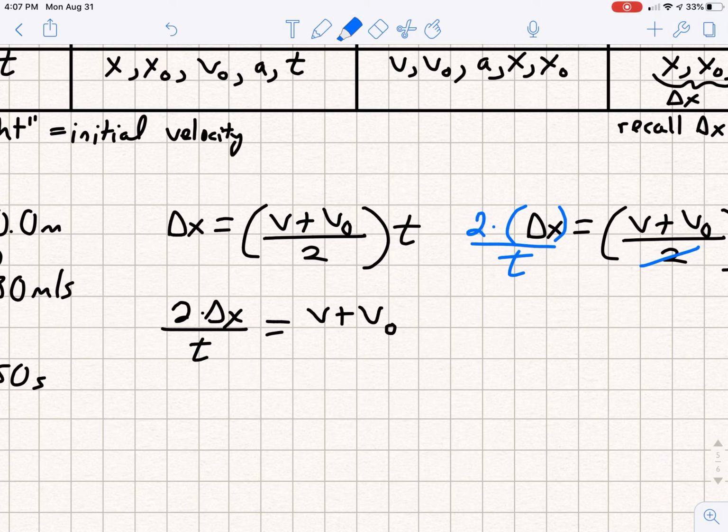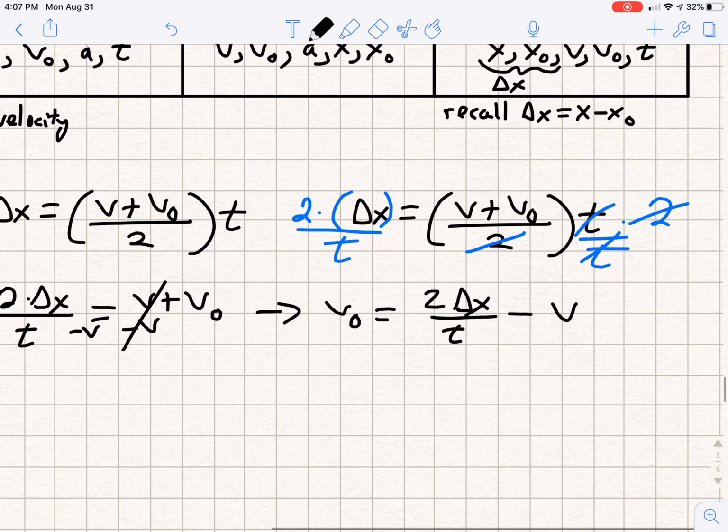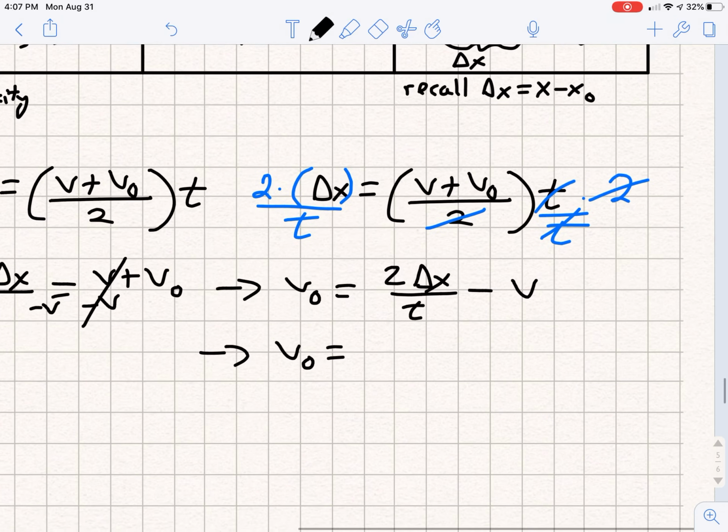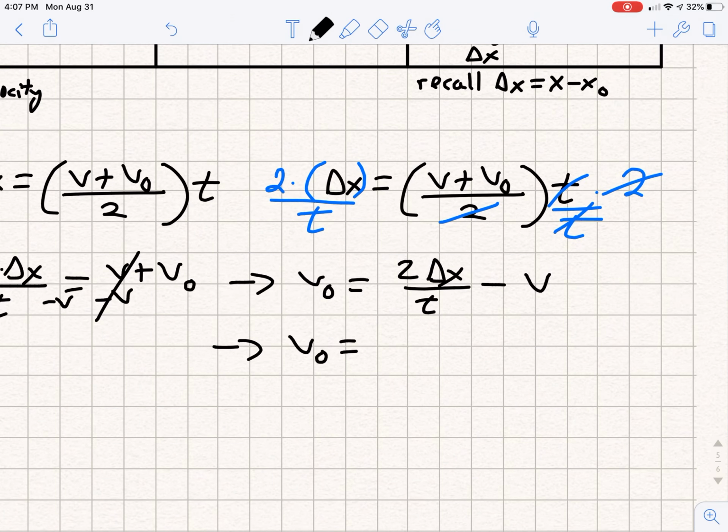Now again, I need to solve for v naught. So I need to get rid of the v. Since the v is a positive quantity, I can subtract the v from both sides. Rewriting this, v naught is equal to 2 delta x over t minus v. Now that v naught is isolated, substitute the numbers into the equation that is isolated for v naught.